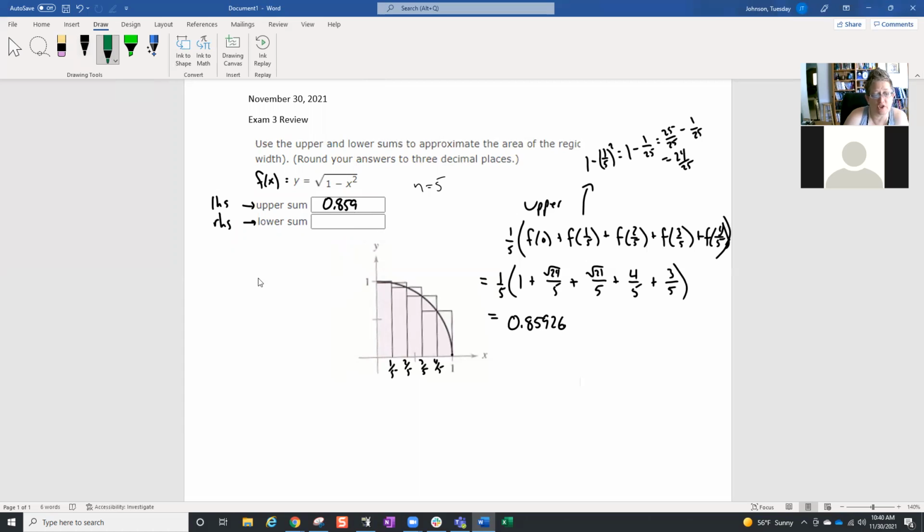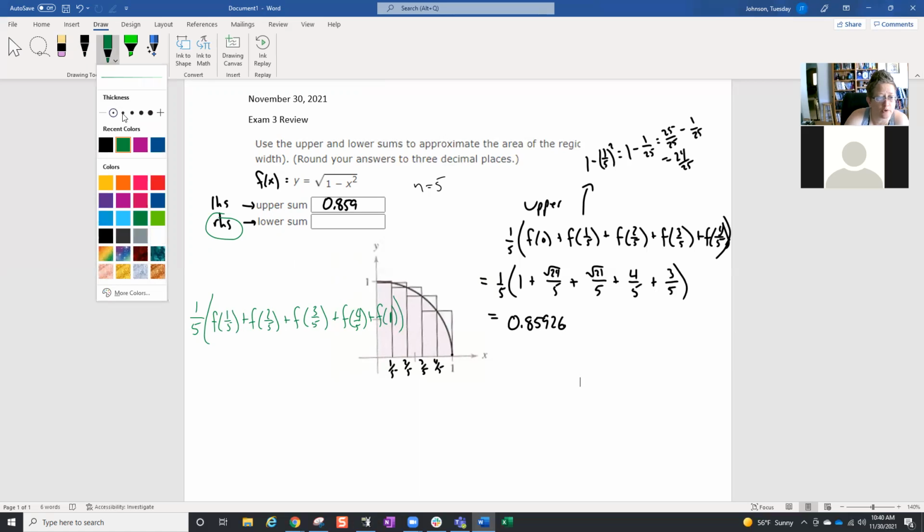Now, how is this going to change when we're doing our lower sums? The only thing that's going to change is we'll have 1/5 times the right hand values. 1/5, 2/5, 3/5, 4/5, and ran out of space, f of 1. Let me make this one wider for next time too.